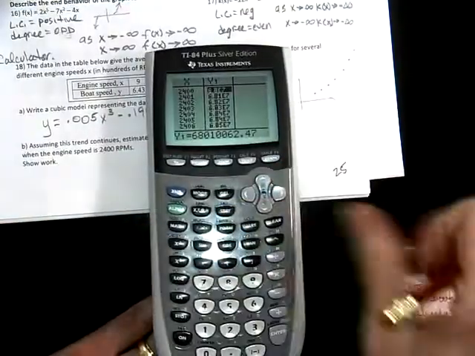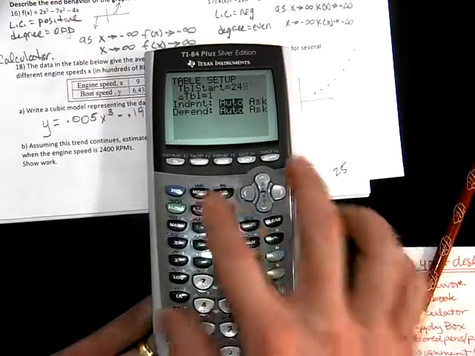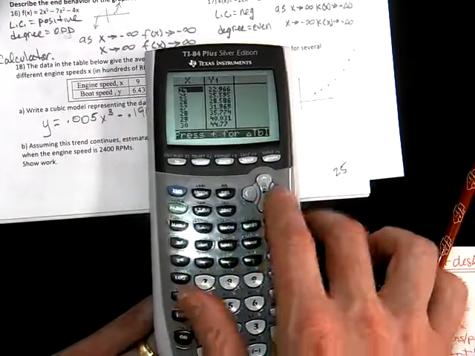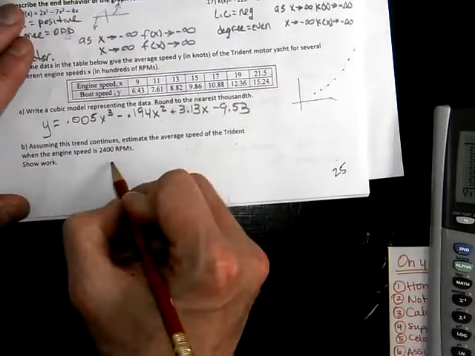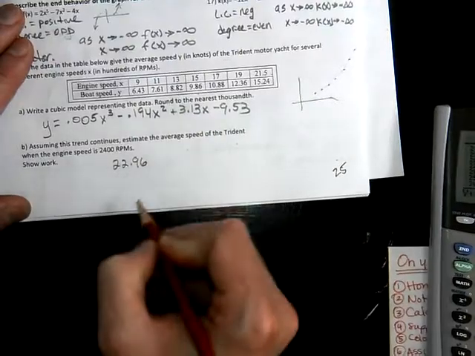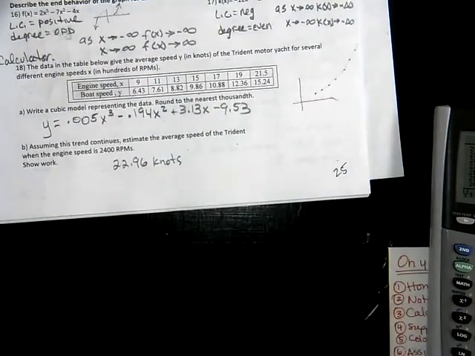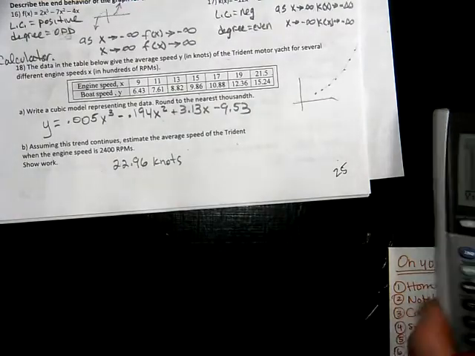All right, so we don't want 2,400. We want 24. That's going to be 22.96. That's so much better. 22.96 knots. Glad we figured it out.